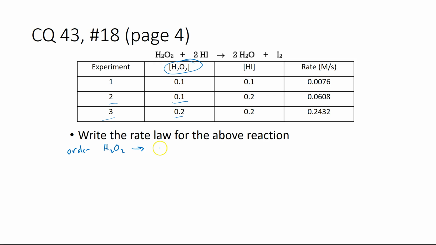So I'm going to go 0.2 over 0.1 to the n power equals 0.2432 over 0.0608. All right, and then doing my division, I should get 2 to the n power equals 4, and therefore n equals 2. So the order with respect to H2O2 is 2. I'm just going to write a little 2 up there so I remember that.